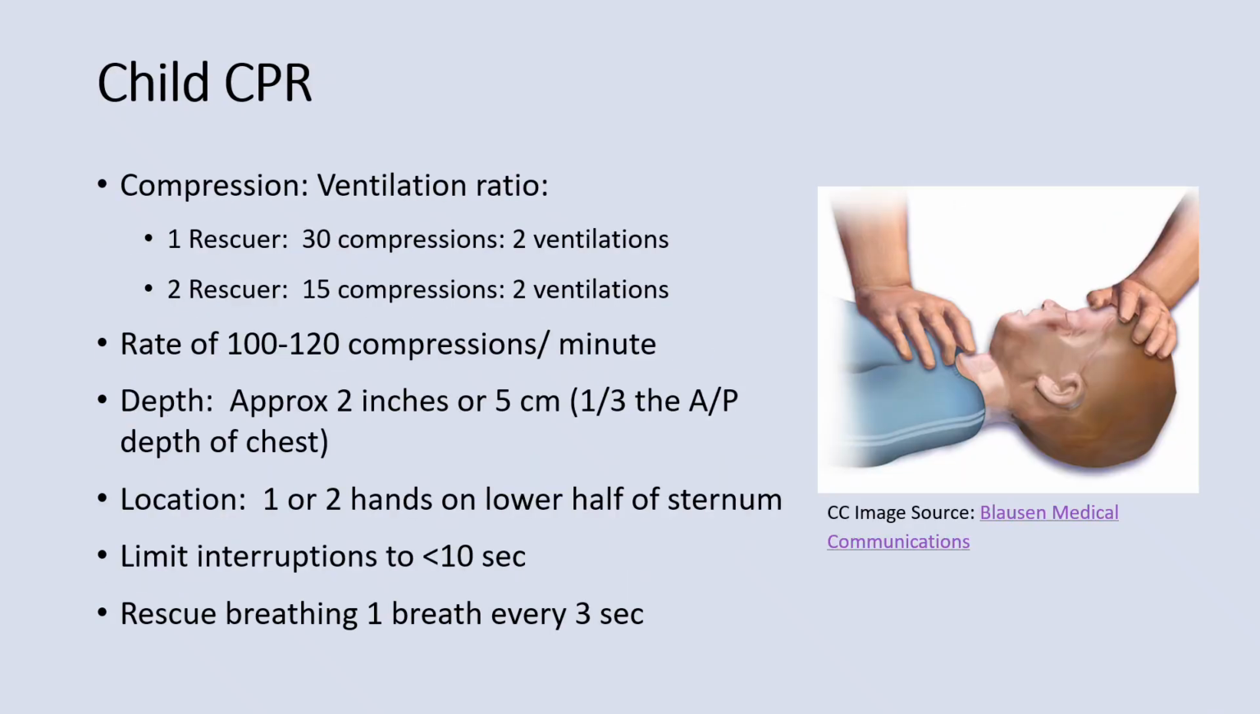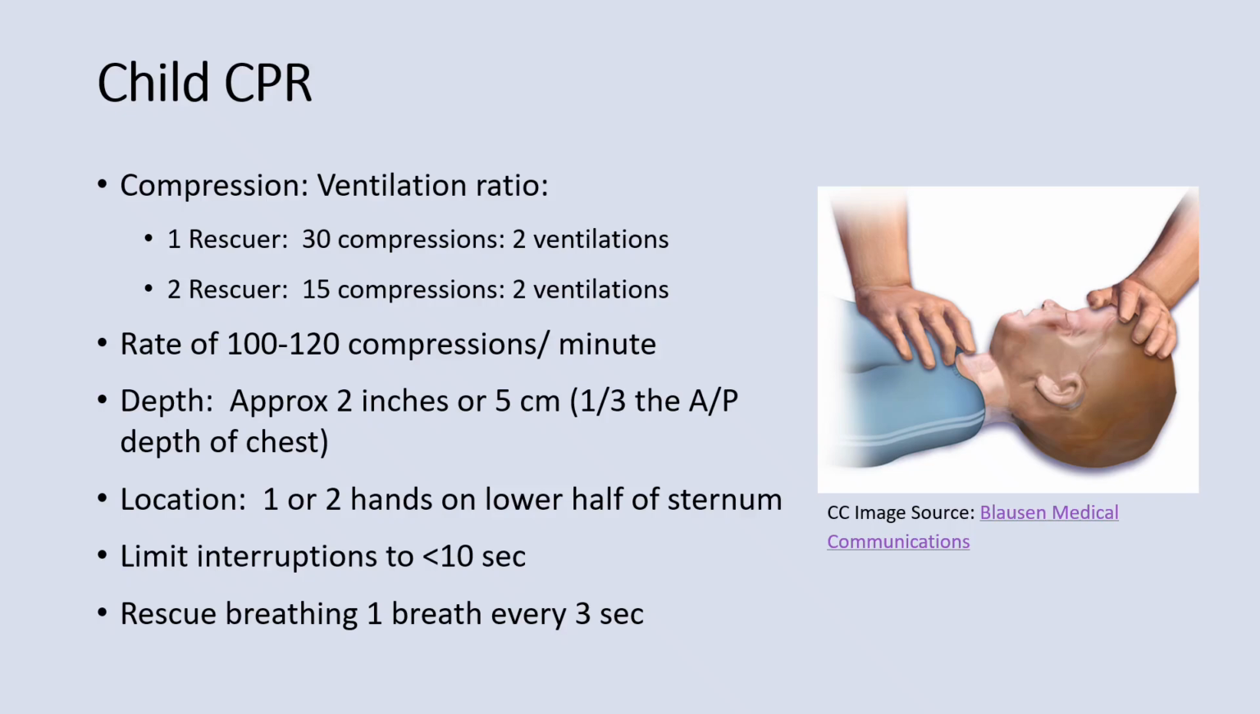When performing one rescuer CPR on a child, the compression to ventilation ratio remains at 30 compressions to 2 ventilations. When performing two rescuer CPR on a child, the compression to ventilation ratio changes to 15 compressions to 2 ventilations. Chest compressions on a child should be provided at a rate of 100 to 120 compressions per minute.